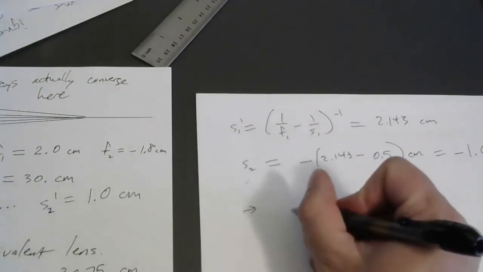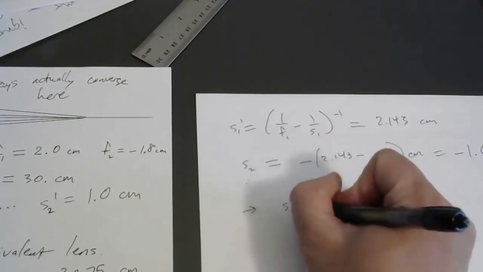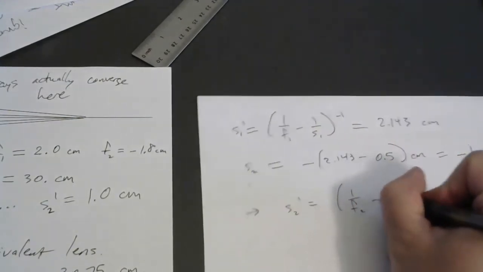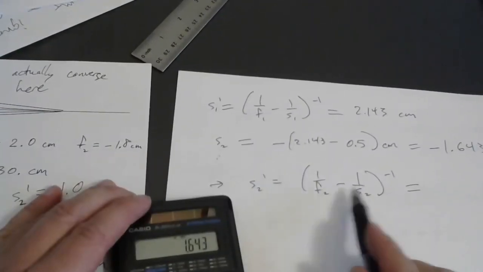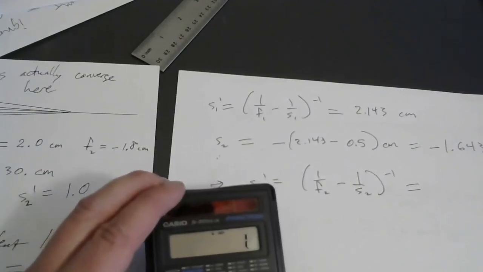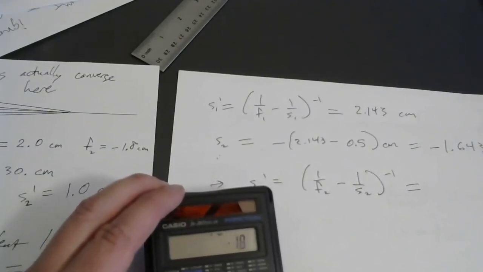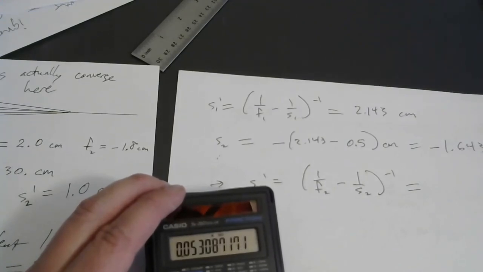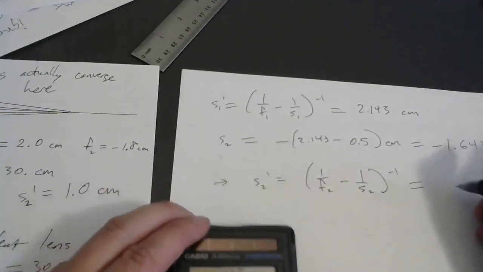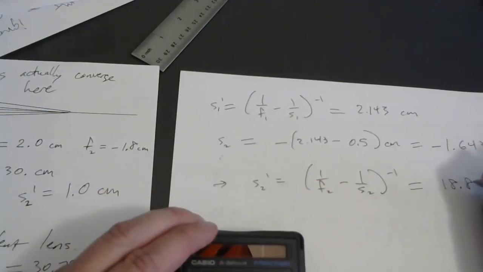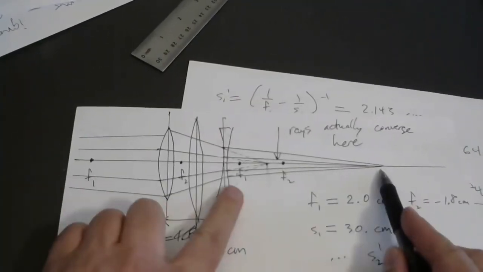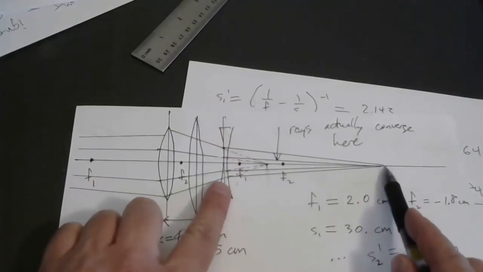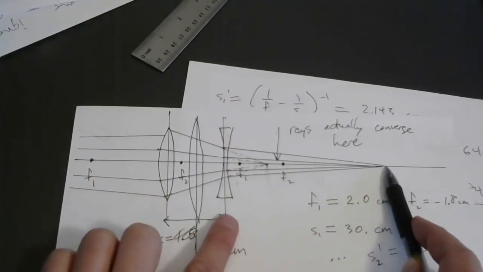But now I can say, let's see here, S2 prime would be 1 over F2 minus 1 over S2. Take the reciprocal of that. Don't forget these are both negative numbers now. So 1 divided by negative 1.8 minus 1 divided by negative 1.643. Okay, take the reciprocal of that. And now the image is way out at 18.84, I will call it, from the diverging lens. So much more like the picture that I originally drew. The final image would be way out here at 18 something centimeters from the diverging lens.